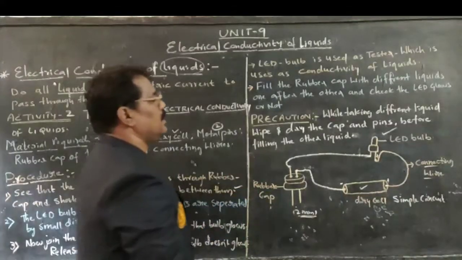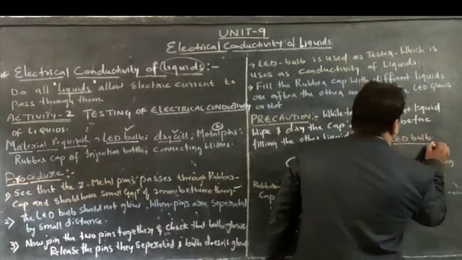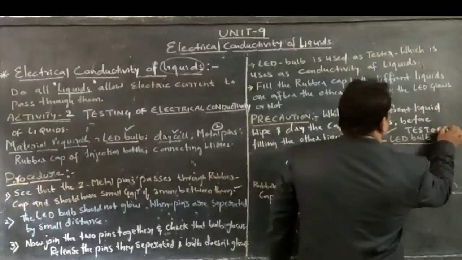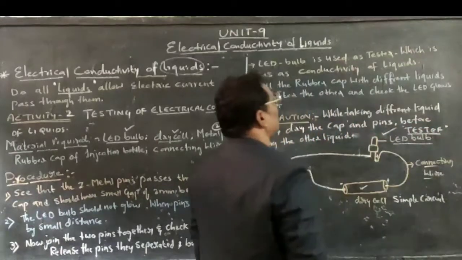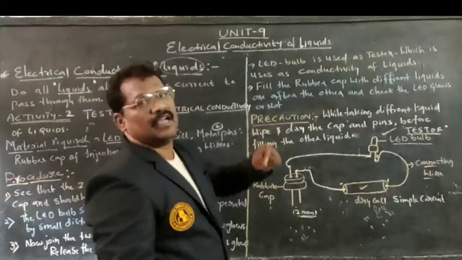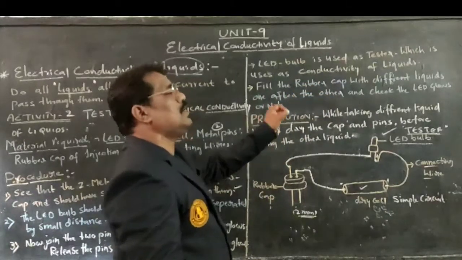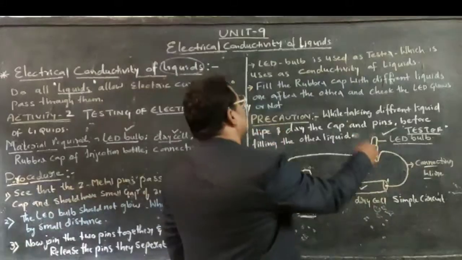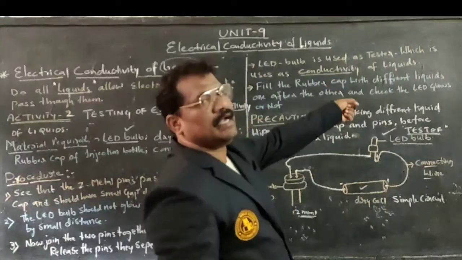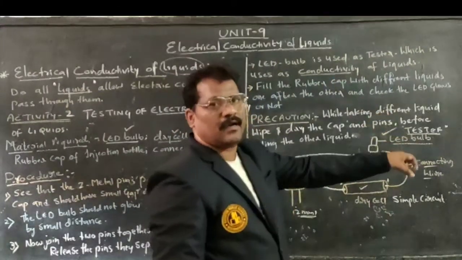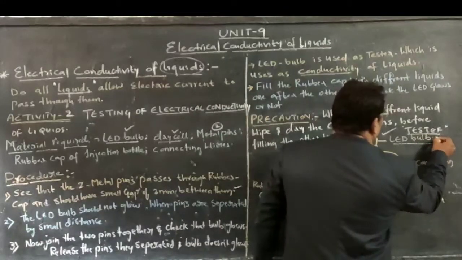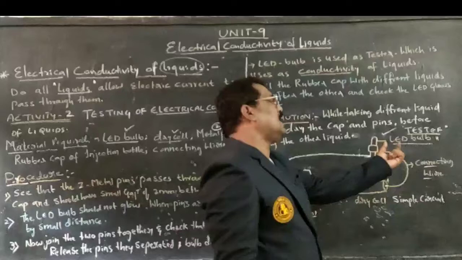The LED bulb here. What else are we using here? The LED bulb. This LED bulb is used as a tester. For what purpose? For testing, which is used to test conductivity of liquids. Whether the liquid you have taken into this rubber cap is a good conductor or a bad conductor can be easily identified using this LED bulb. Why? Because this LED bulb has one feature.